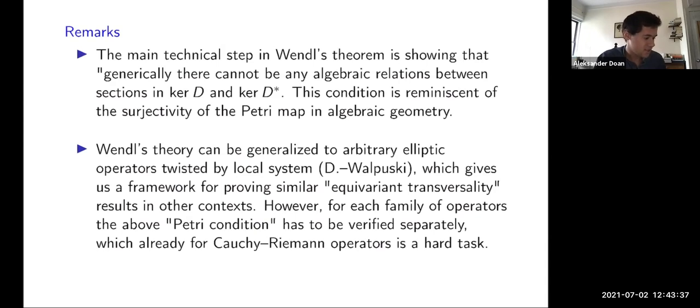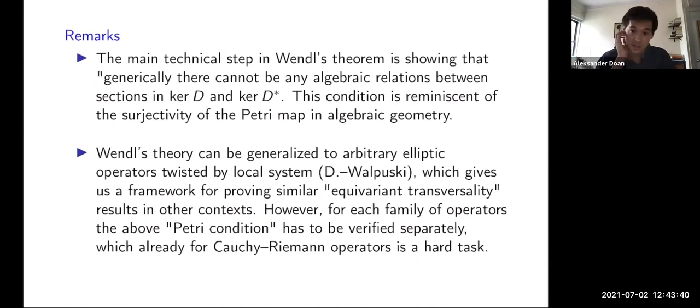So there is a generalized version of that, and that's the main part of the super-rigidity theorem. And this condition is somewhat similar to the surjectivity of the Petri map in algebraic geometry. In algebraic geometry, we're interested in the Brill-Noether loci of divisors which have too many sections on the Riemann surface, and you want an estimate for the dimension of the locus of such divisors, and then there is a condition on the so-called Petri map, which guarantees that these Brill-Noether loci are of the right dimension.